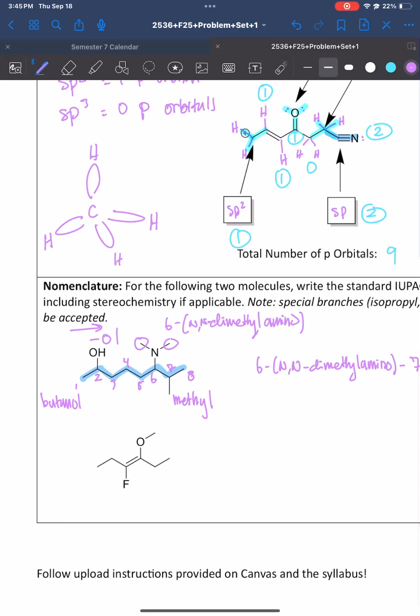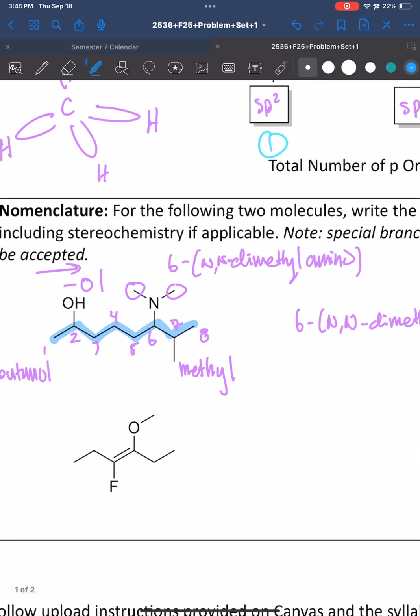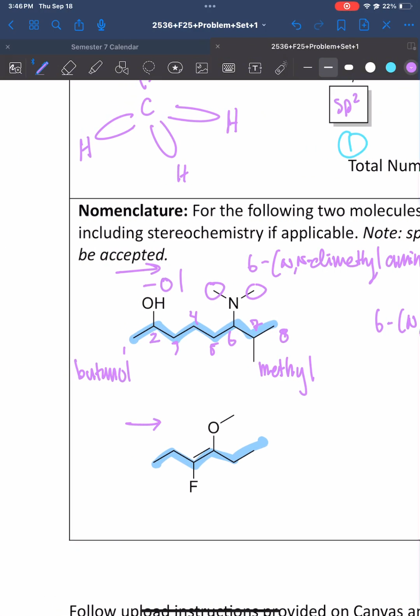Alright, now let's look at the second molecule. So we have the longest parent chain, 1, 2, 3, 4, 5, 6, only counting carbons. We're not including any other atoms right here. This is going to be 6 carbons long. And then again, we're stuck. Do we start naming left to right, or do we start naming right to left?